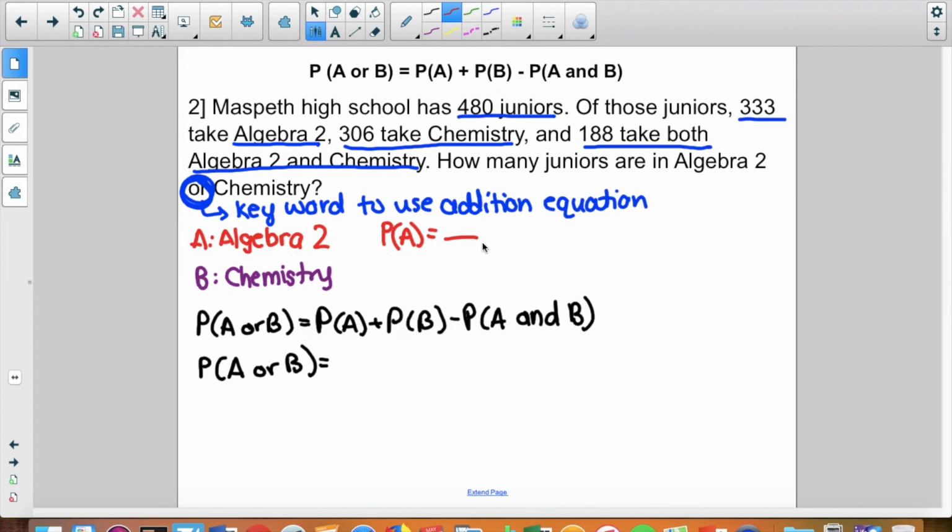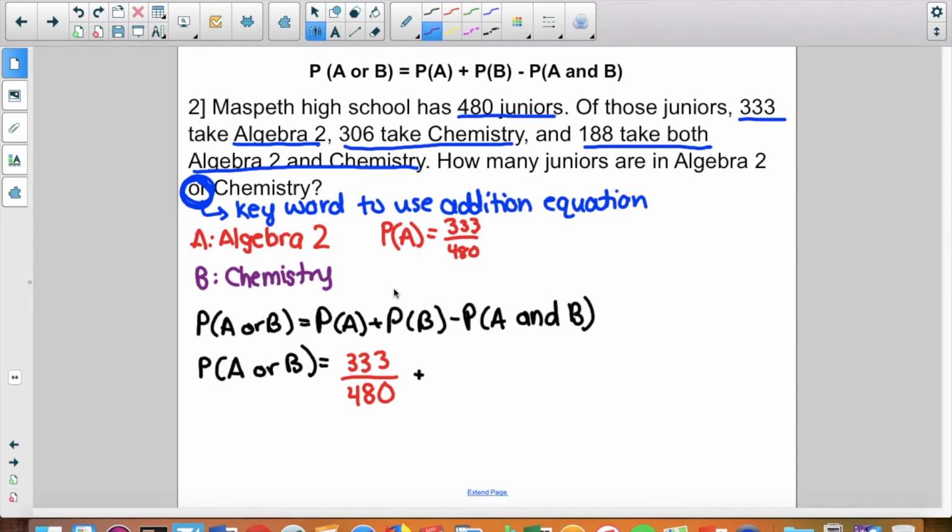So the total number of juniors goes on the bottom, which is 480, and the number of those juniors taking Algebra 2 goes on the top, 333. So that's the probability of A, 333 over 480. I know it's a big number, but don't be scared by it.